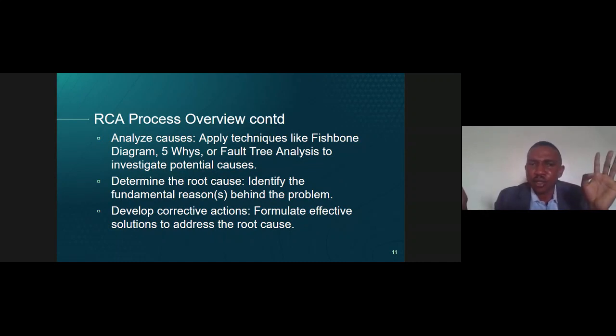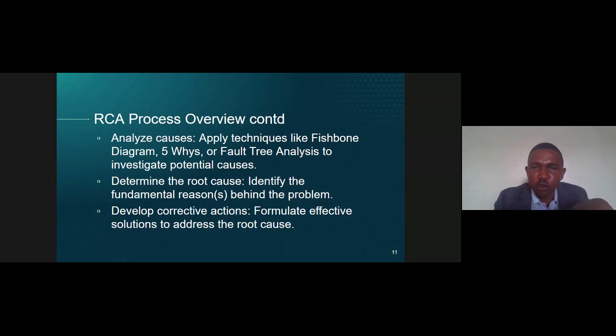Having done that, the next step is that you want to analyze the process. The causes of the problem that you have identified, you now want to analyze. So how do you do that? This is where the techniques now come in. I mentioned that there are various tools or techniques that you can use to carry out root cause analysis. We have the fishbone diagram, the 5 why, and the fault tree analysis. There are different ways, but these are the most common ones that most organizations use to identify root causes.